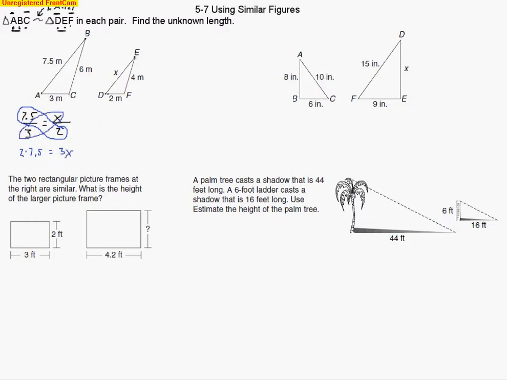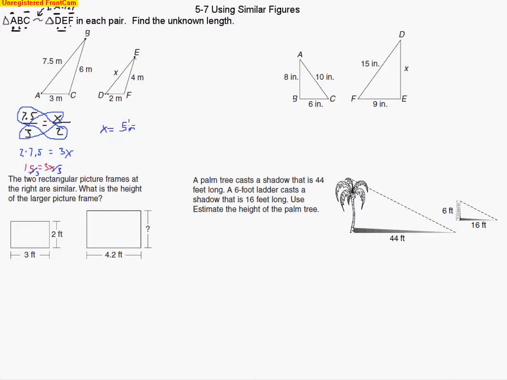Now when I multiply, doubling 7 gives me 14, and doubling a half gives me 1. So that makes 15 equals 3x. And so all I need to do from that point is divide by 3. And when I do that, I'm left with x equals 5. It's in meters, so I'll just write meters next to the 5. Well, let's take a look at our next problem.